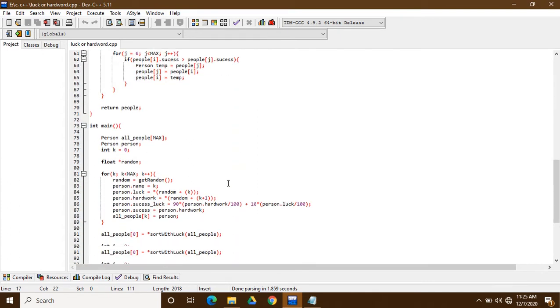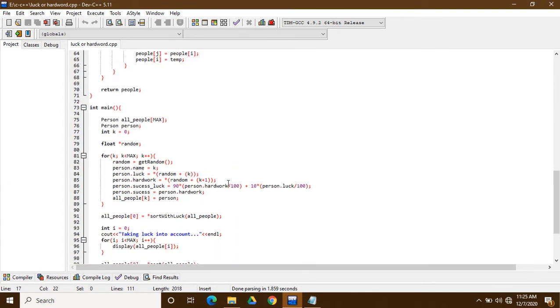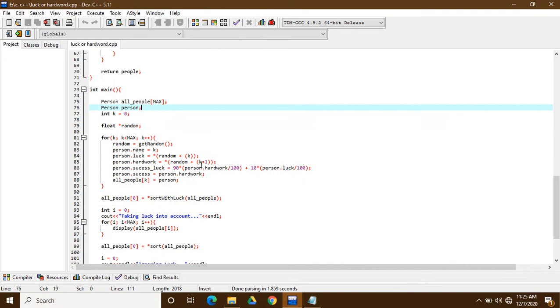And then I have the main function, where the execution of the program starts. We have person, all people. This is an array with the maximum value, which we set to 1,000, and it's an array of type person, the structure that we created. So it's going to hold 1,000 people. And then I have a variable of type person. Then I'm trying to randomly generate 1,000 people with names.